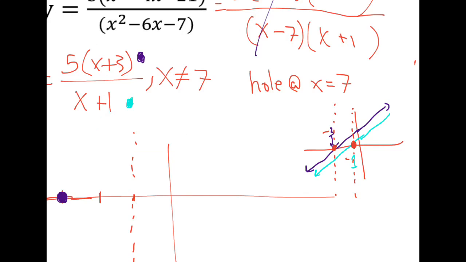But you have to also remember that I have this 5 there in my original function. So as you move farther and farther to the right, rather than having an asymptote at 1, I'm going to have an asymptote at 5. So I'm going to draw that into my graph as well.